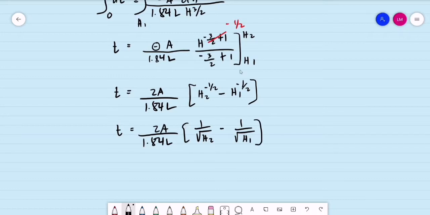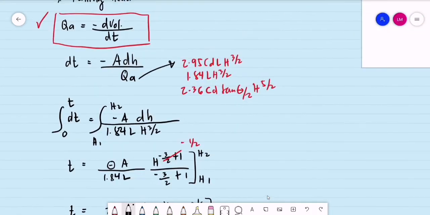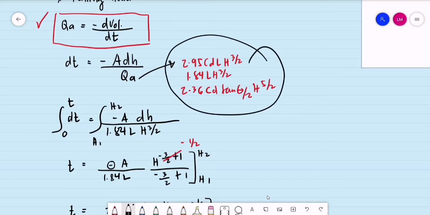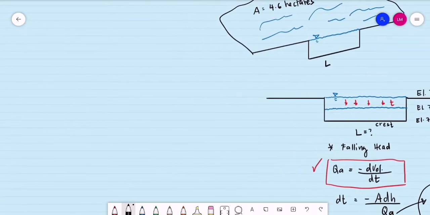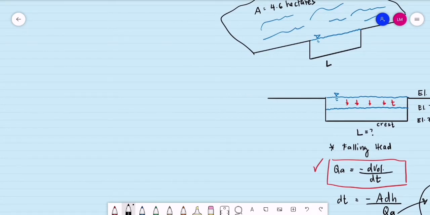Kaya minsan hindi practical i-derive for a reason. Paano kung iba yung shape? Maliban na lang kung gusto nyong i-derive isa-isa, then i-memorize ninyong lahat. So, yan yung gagamitin natin dito: the time is equal to twice the area divided by 1.84 L, multiplied by 1 over the square root of the final head minus 1 over the square root of the initial head.